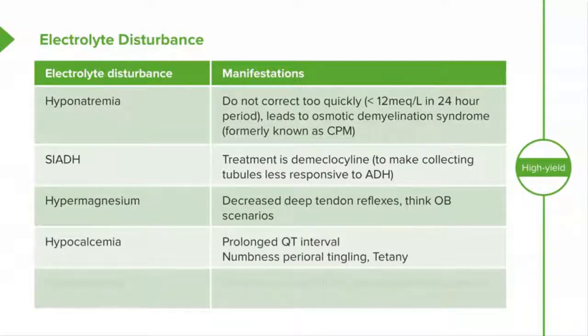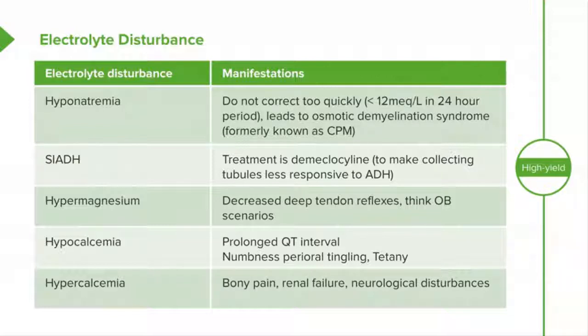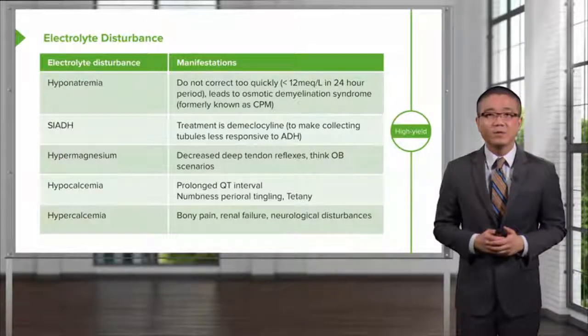Next, hypocalcemia. Hypocalcemia causes prolonged QT intervals and numbness around the mouth, potentially tetany if extreme. Hypocalcemia is an important concept discussed in the parathyroid lectures. And lastly, hypercalcemia. Hypercalcemia associated with hyperparathyroidism is associated with bony pain, renal failure, and neurological disturbances. This slide should be committed to memory to help you answer standardized examination questions.